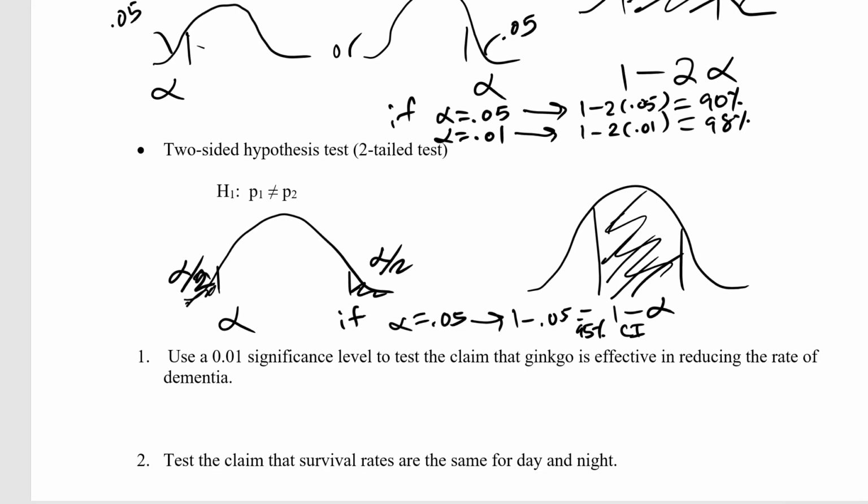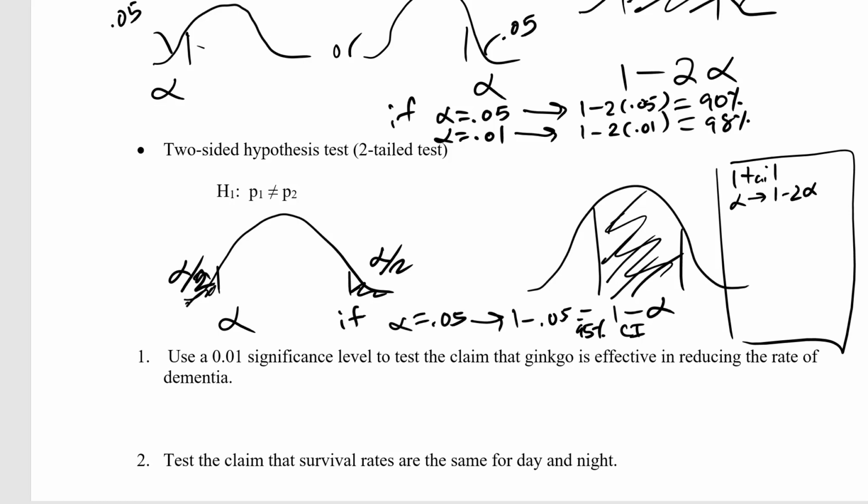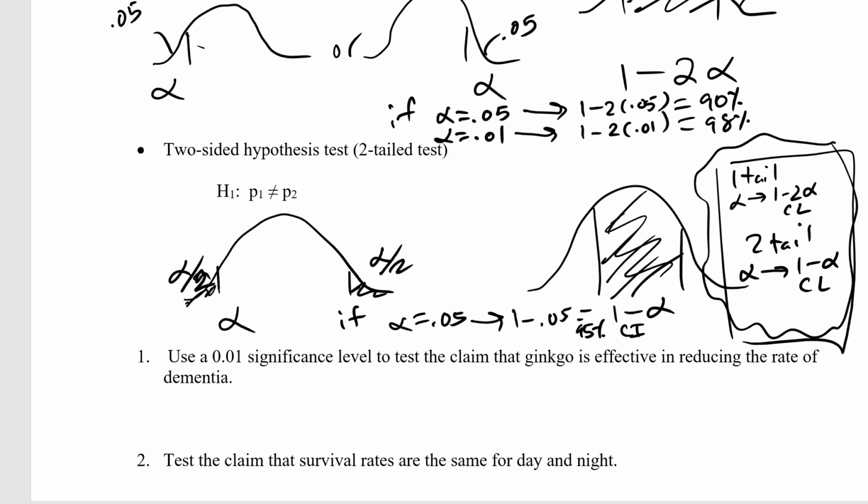Okay, so let's abbreviate that. Let's just make a little box. What can I put on my note card? If it's one tail, and I'm given an alpha, 1 minus 2 alpha is my confidence level. If it's a two-tail test, and they give me an alpha, 1 minus alpha is my confidence level. So that's what you put on a note card, take it to the bank. Let's see if we can use it.